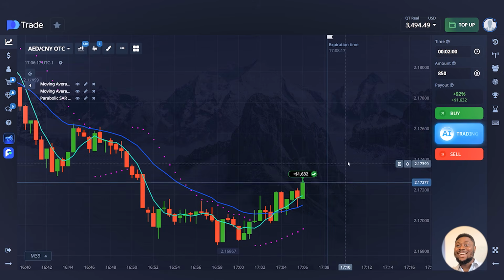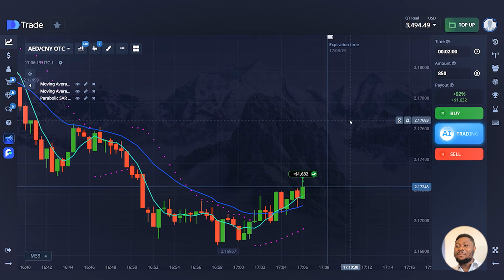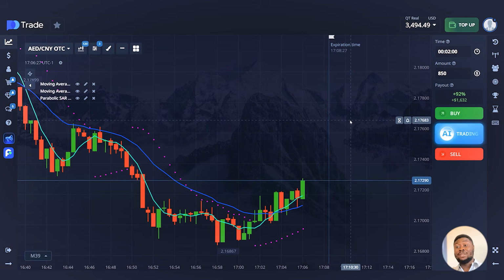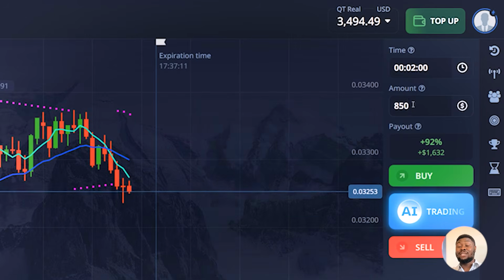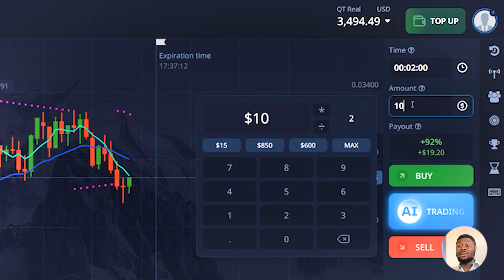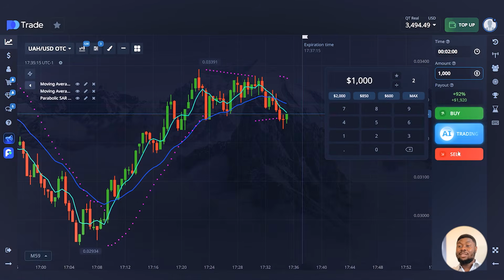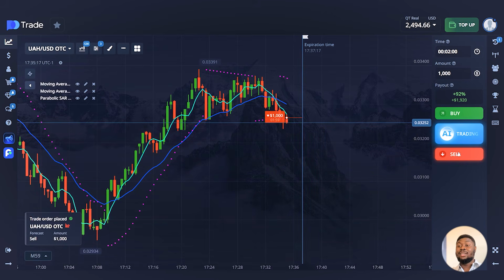Amazing results! The price continued to rise and my capital also increased. It now stands at $3,494. Let's find another situation and open the last trade. I've come across an amazing situation and I think I can increase my capital a little more. Everything points to a strong downtrend. As you can see, this strategy really works.